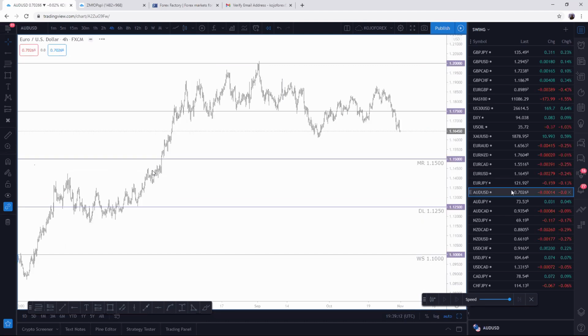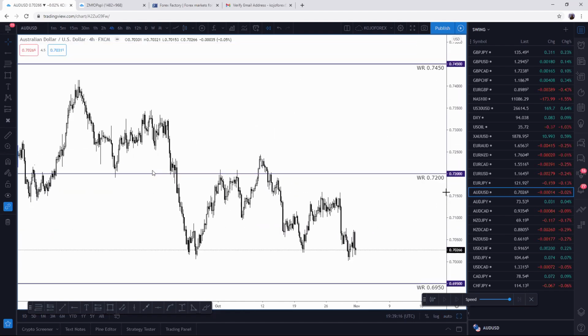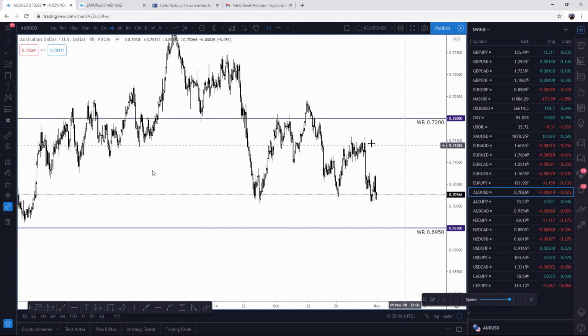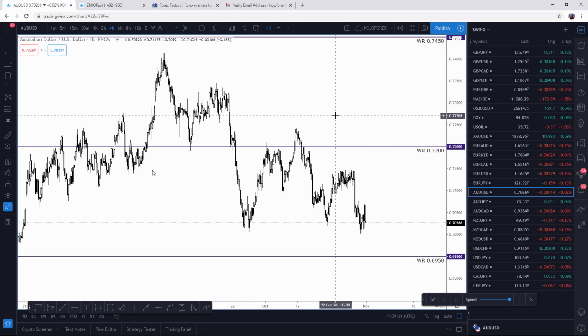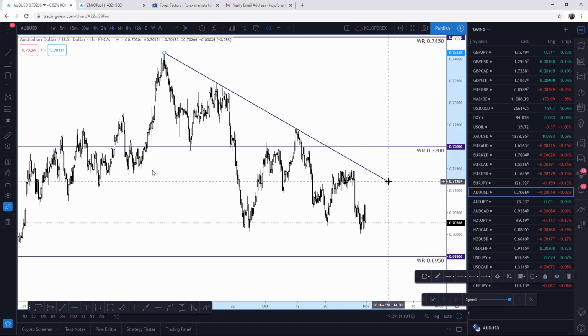Always backtest whatever I show you. Go into the chart, try your hands on the trend lines, try your hands on the Fibonacci, and then anytime you're reading anything, read it in line with what I've taught you, not outside.